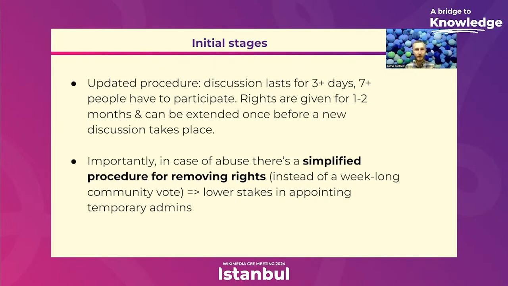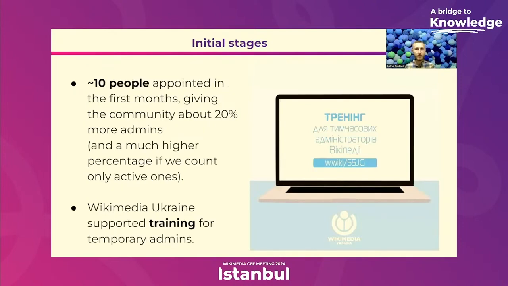What's important is that in case of abuse, there is a simplified procedure for removing administrative rights instead of a typical big community vote, which helps lower the stakes in appointing temporary administrators. In the first months of the full-scale war, around 10 people were appointed as temporary administrators, which gave the community about 20% more administrators, and this percentage is much higher if we count only active administrators.